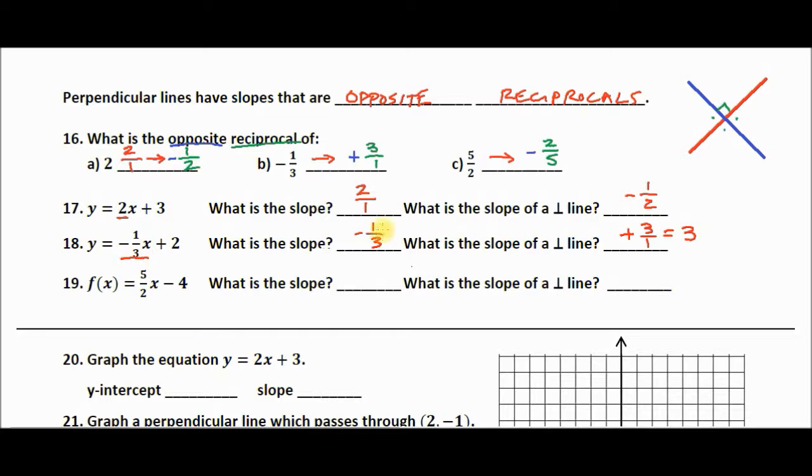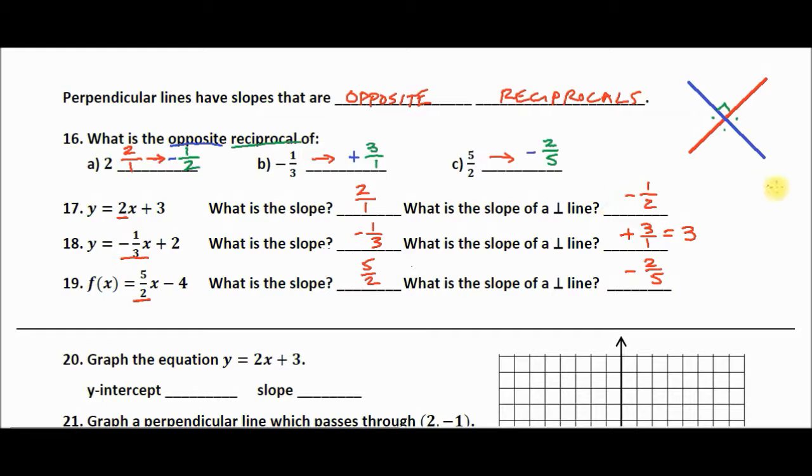You can take a look now, class, if you're noticing these are actually matching up with A, B, and C. So number 19, f of x is equal to 5/2 x minus 4. What's the slope? It's the coefficient on the x variable. So the slope of this line is 5/2. And that means the slope of a perpendicular line is the reciprocal, 2/5. And this is positive. We flip the sign, and so the sign is going to be negative.